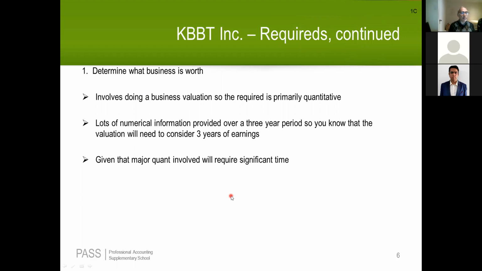For the first required, you need to determine what the business is worth. So the only way to figure out what a business is worth is by doing a business valuation. So the required is going to be primarily quantitative. You have lots of numerical information provided over a 3-year period. So you know that the valuation will need to consider 3 years of earnings. So you've got a major quant to do here. When you have a major quant, you always need significant time. So at the end of the day, you need at least a good 15 minutes to do this required because it's primarily quantitative and quants tend to be time consuming.